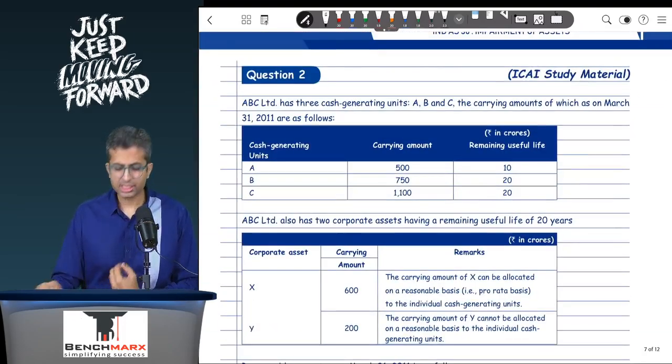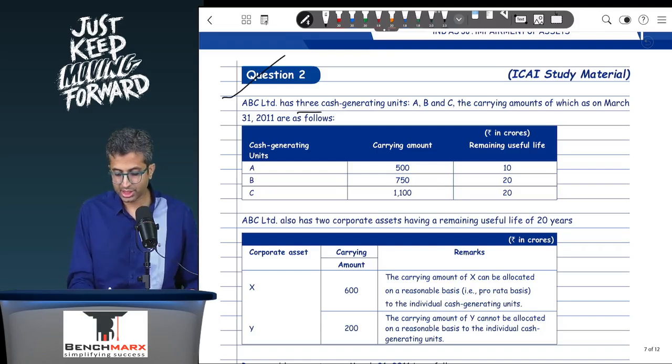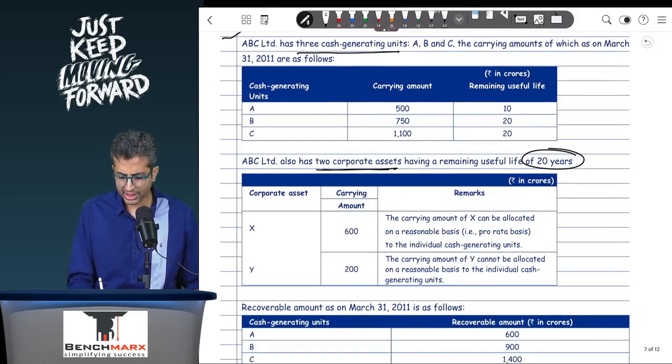Okay, next is again a question which has come. It's a much easier and more manageable question, but this is on allocable as well as unallocable corporate assets. So over here, ABC has 3 cash generating units, A, B and C, which are given to you. So carrying amount and useful life is given. It also has 2 corporate assets which have a life of 20 years. Okay, X of 600 carrying value can be allocated on a reasonable basis. Y, 200 carrying value of Y, cannot be allocated on a reasonable basis.